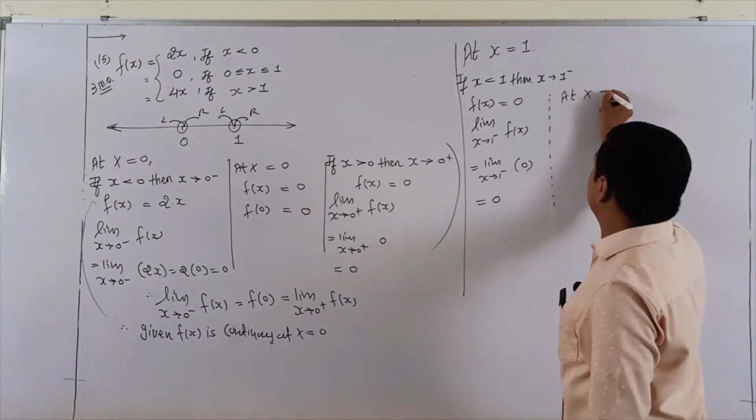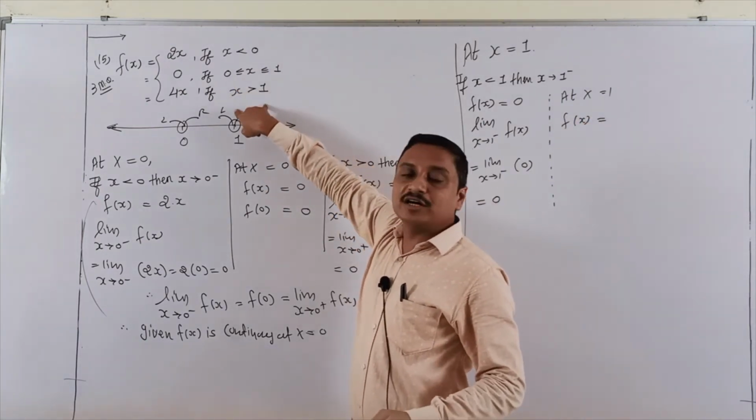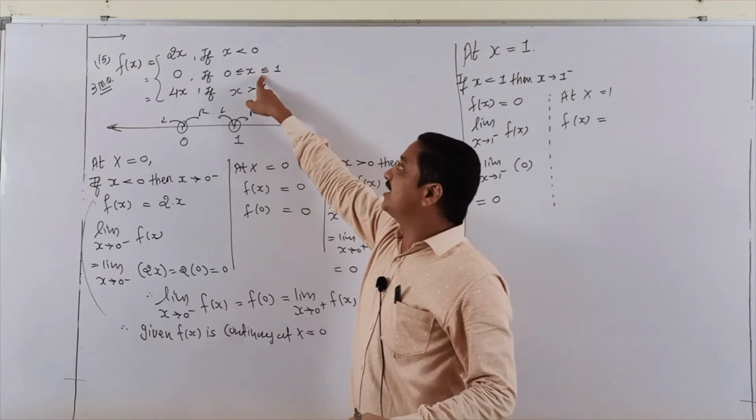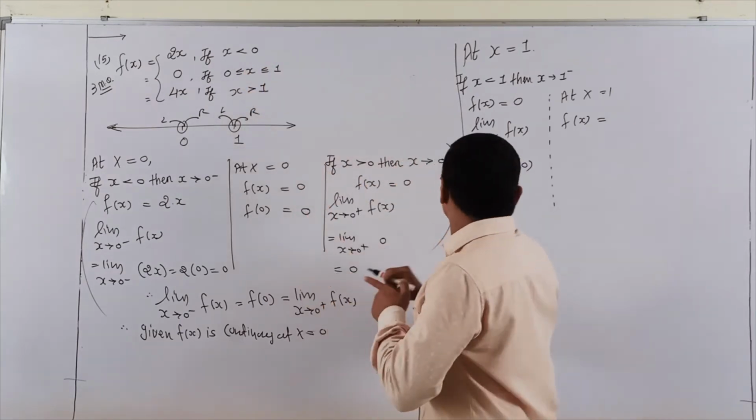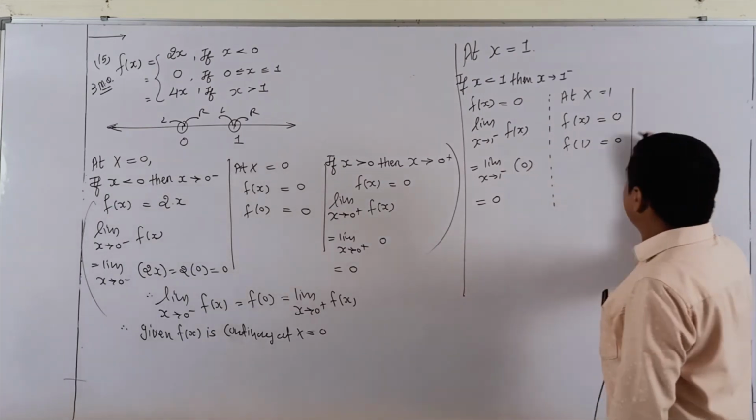Same at x is equal to 1. Which function applies here at x is equal to 1? Second or third? Yes, definitely second, because they are all equal. Equality you are taking. So f of 1 is 0.